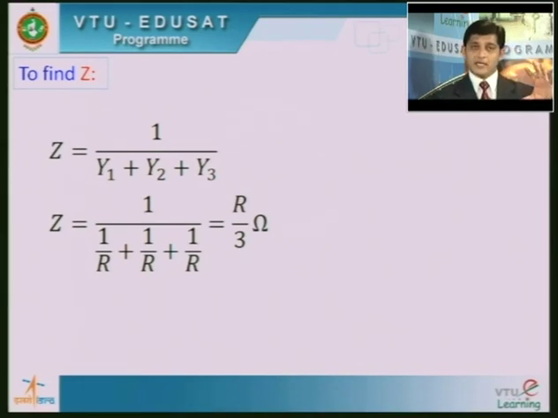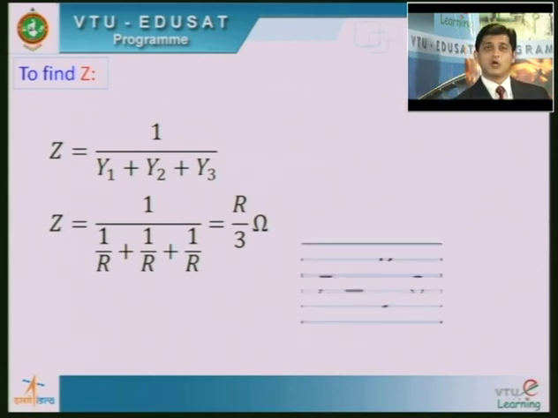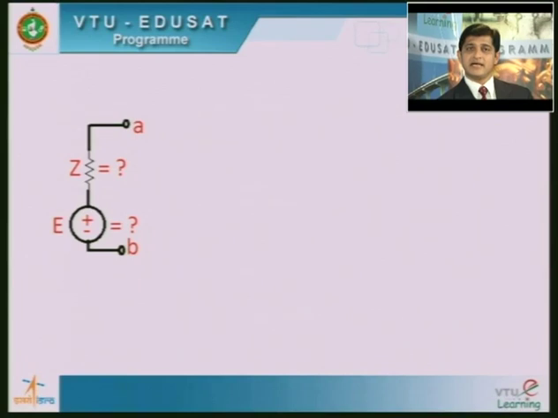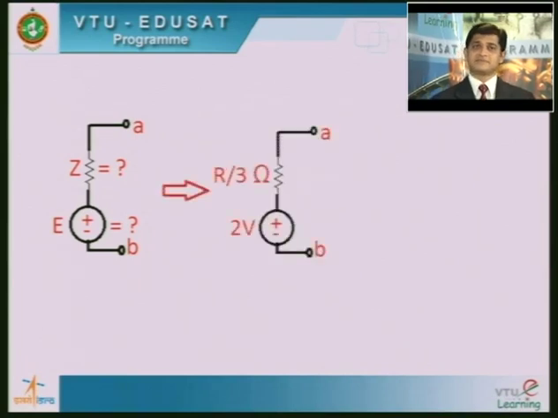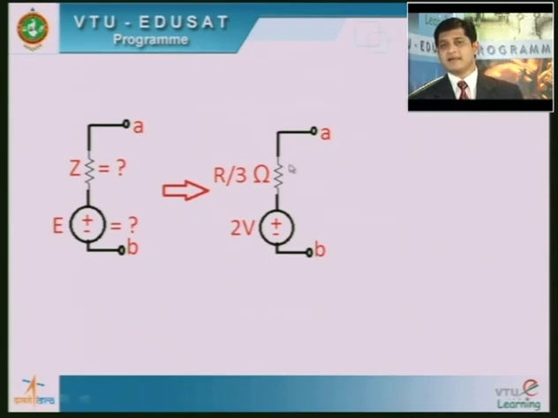Mind you, that means we have obtained one voltage and one impedance, and that is what Millman's theorem is all about. So Z is R by 3, and what we have obtained is this. From Millman's theorem, we have got one voltage and one resistor equivalent network. So have you seen this one voltage in series with one resistor anywhere in any of the theorems? Yes. Where? In Thevenin's theorem. Exactly. In Thevenin's theorem, we have one voltage in series with the resistor.